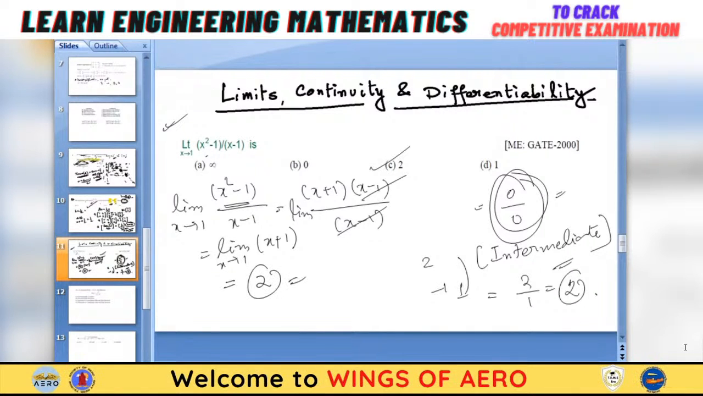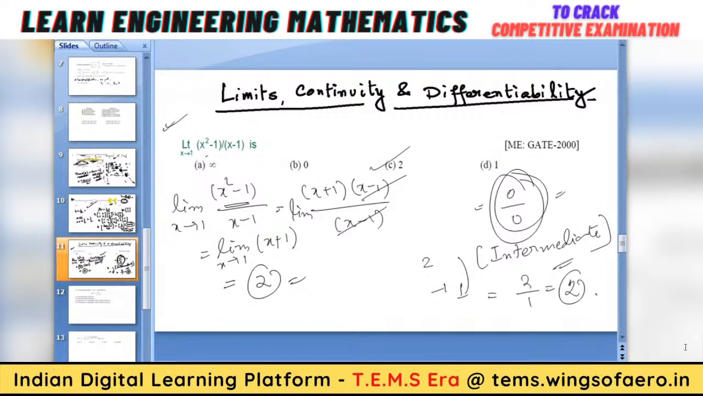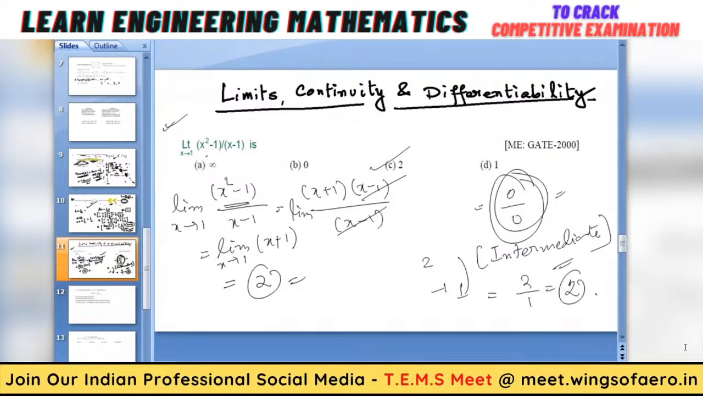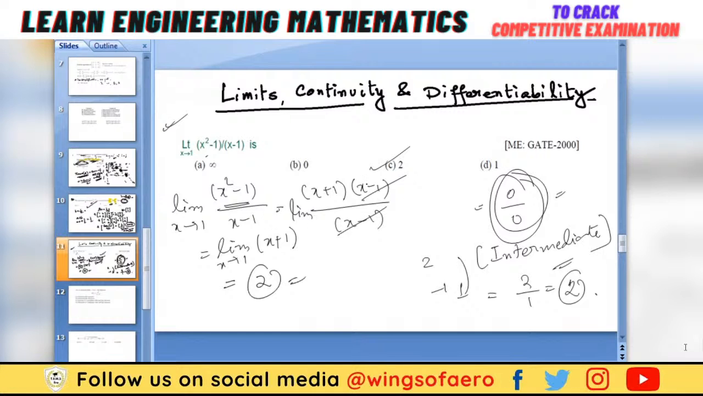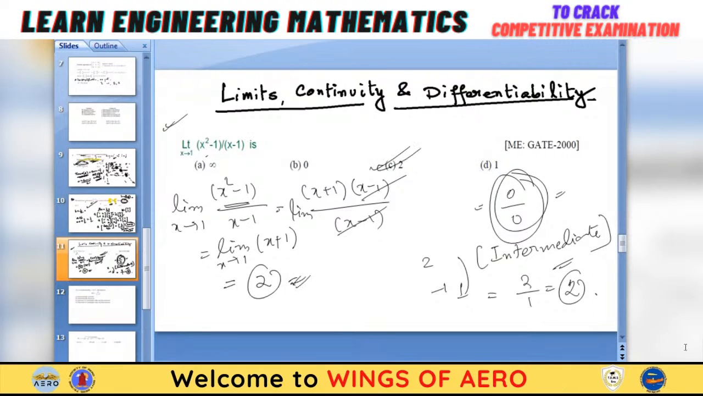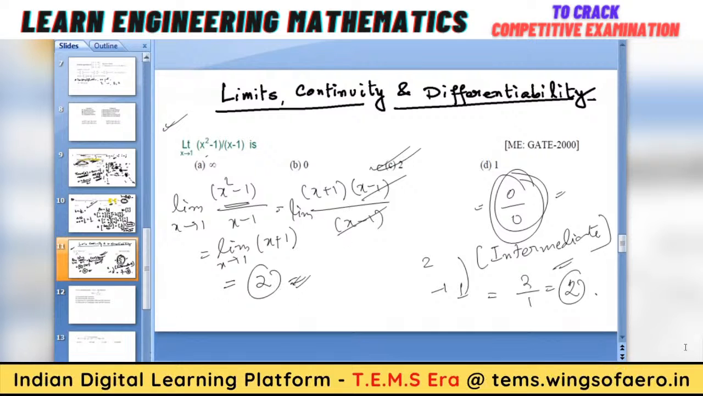So these two types of processes you can have. One is L'Hospital's rule, which is the easiest one, and the second one is the simplification rule. That is, after simplification, you have to nullify or eliminate this intermediate form, that is 0 by 0 or whatever. Then you can find the limiting value. So C is the right answer, 2. Okay. Next.